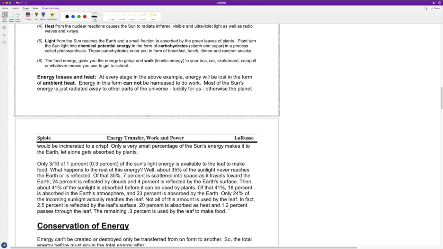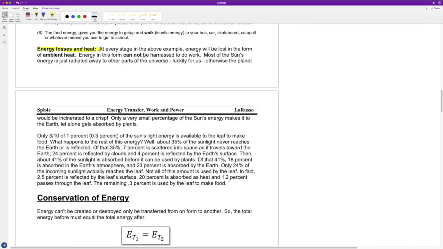Now, here's the other thing. Energy losses and heat. Energy is actually never really lost, so to speak. It just transfers from one spot to another. But here's the thing: during every transaction, some of that energy is lost in the form of useless heat that we can't use later. So consider this like transaction fees. Every time you have a transaction, there's a fee that removes some of your money away from you. Same thing happens: every time there's an energy transfer, there are losses.